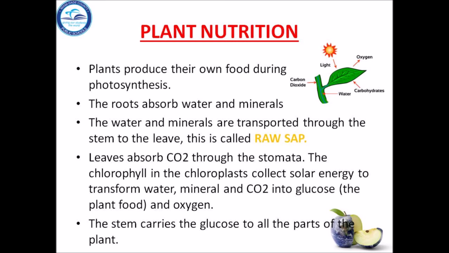Then, the leaves absorb carbon dioxide through the stomata. The chlorophyll in the chloroplast collects solar energy to transform water, minerals, and carbon dioxide into glucose, the plant's food, and oxygen. The stem carries the glucose to all the parts of the plant.